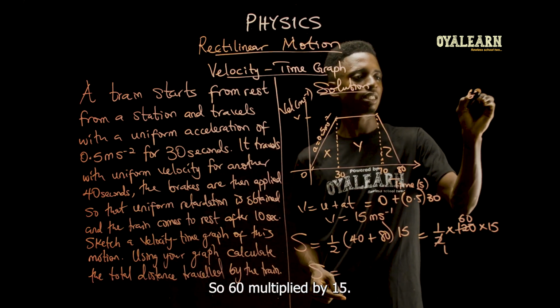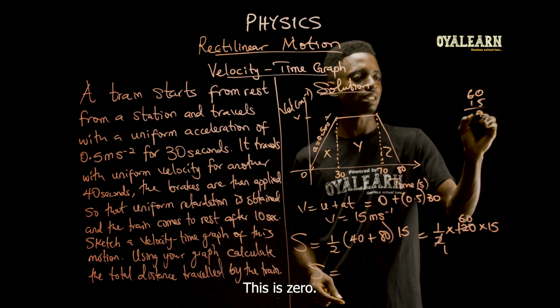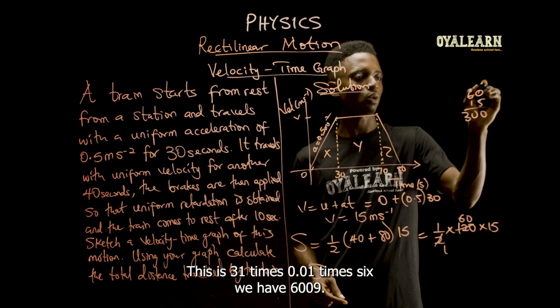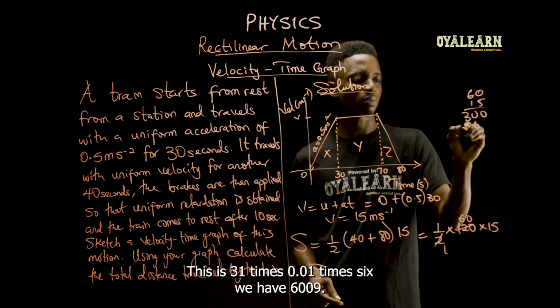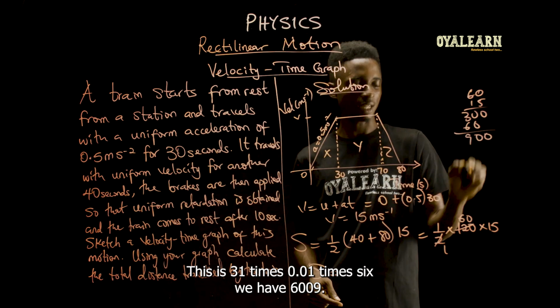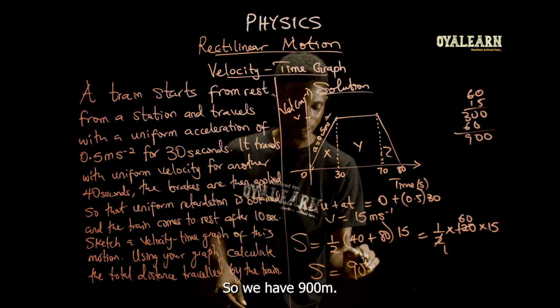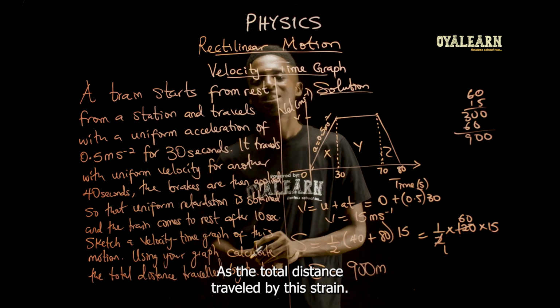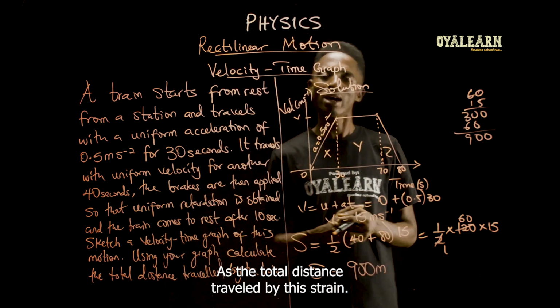So 60 multiplied by 15, this is 0, this is 30, 1 times 0, that's 0. 1 times 6, we have 6. 0, 0, 9. So we have 900 meters as the total distance traveled by this train.